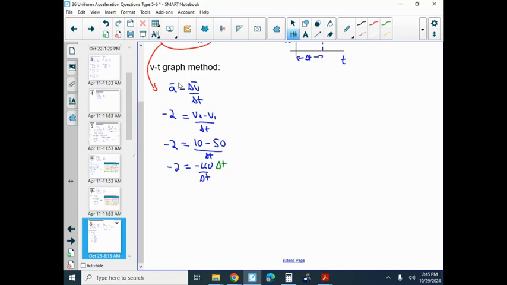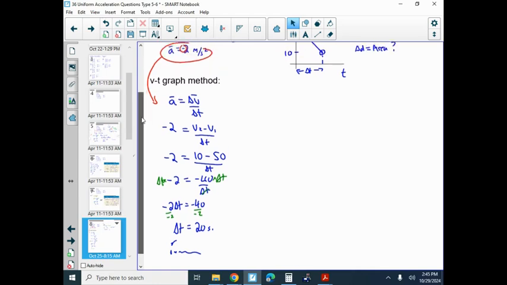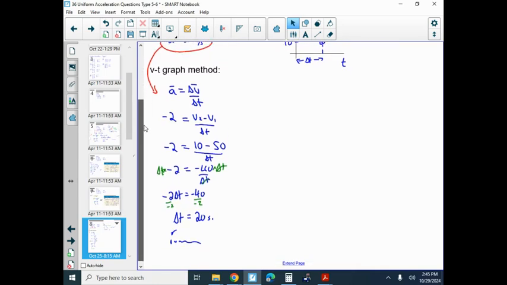We do that by multiplying both sides by time. That gives us a -2 delta t over here equals a -40. So we divide both sides by -2, and end up with the time being 20. It takes 20 seconds to do this. Therefore, 20 seconds, and so on, right? So that is our time.